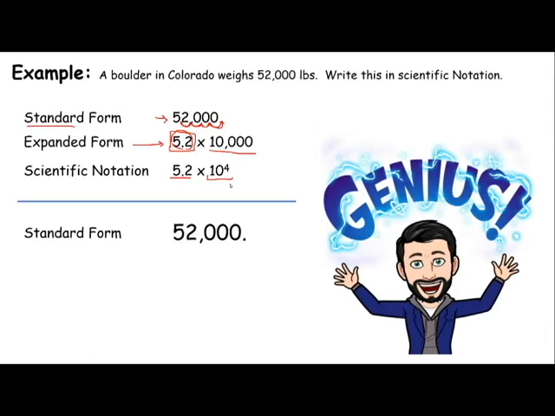Here's another one. If I have 52,000, I could take a shortcut way rather than going through expanded form, and I could just say, hey, I know I need my decimal to be here. I know it has to be here because I have to have a number between 1 and 10. 5,200 is not between 1 and 10. 520 is not between 1 and 10. 52 is not between 1 and 10. I know my decimal has to go here. So what I can do is just count how many places that decimal has to go. 1, 2, 3, 4. I know that if I have a 5.2, I'm going to need to use 1, 2, 3, 4 10s in order to turn it into 52,000. So the scientific notation would be 5.2 times 10 to the 4th.